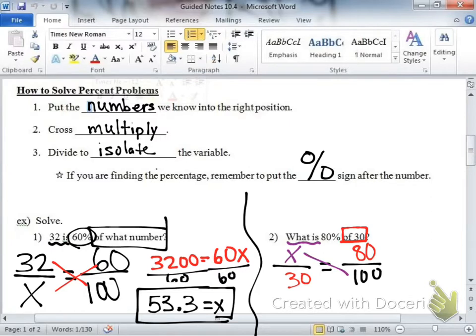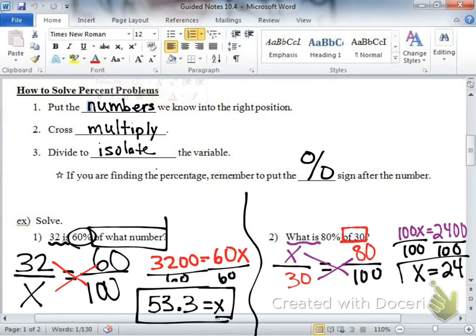All right, now let's cross multiply. What is x times 100? What is 30 times 80? 2,400? Good? You could say 2,400. That's another way to say it. Then what? Divide by 100. Divide both sides by 100. What does x equal? 24. Good. All right. Raise your hand if you have any questions on the first 2.